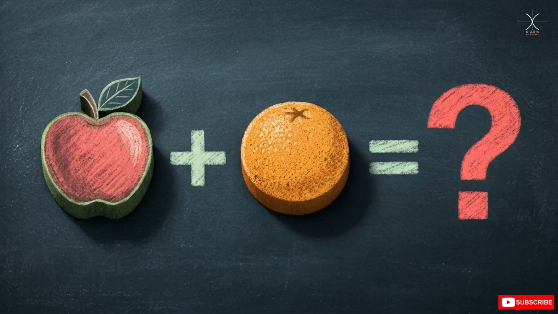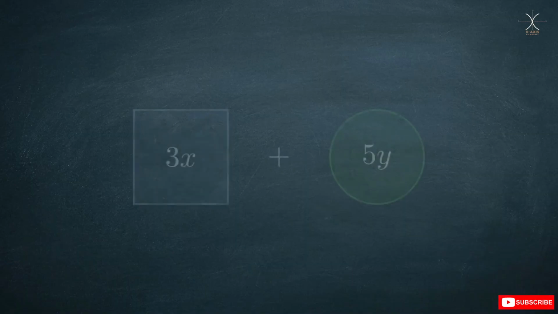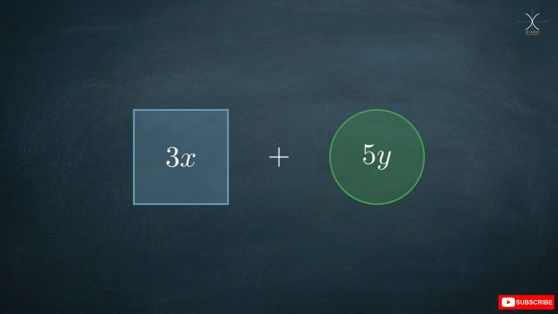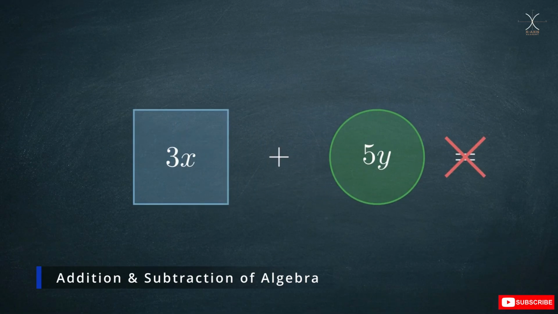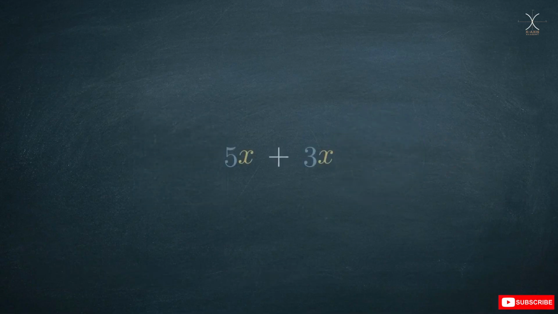You cannot add apples and oranges to get a single combined fruit. In algebra, that same logic applies. We can only combine identical items, known as like terms. When adding like terms, we only ever change the numerical coefficients.